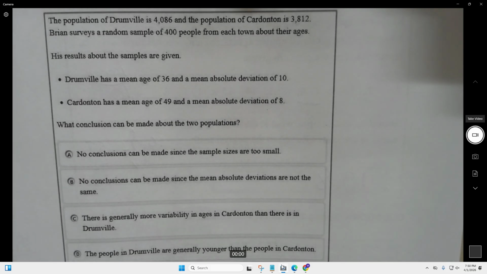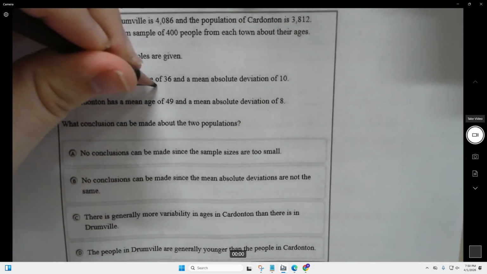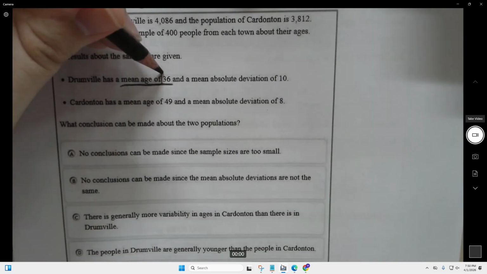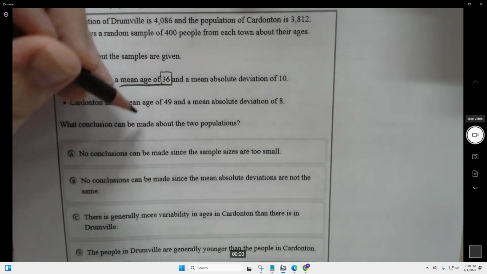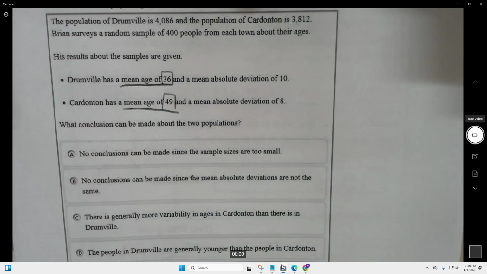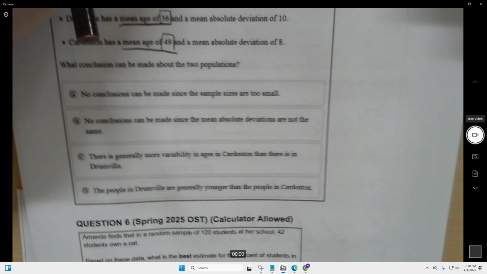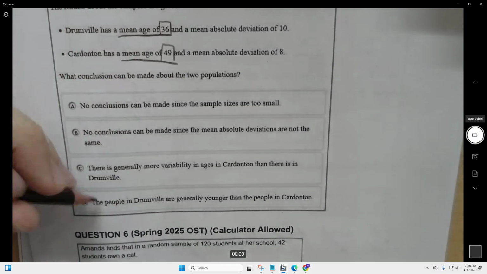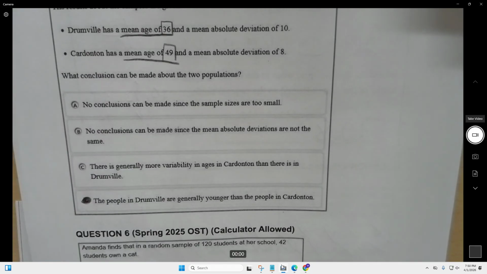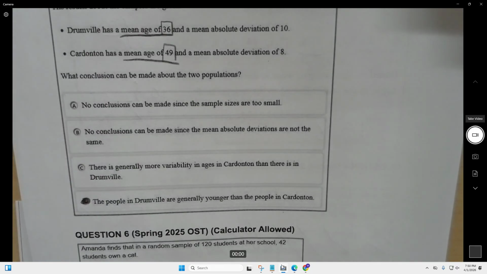However, what you can infer is knowing that mean means average. Drumville, average age is 36. Cardington, average age is 49. You could make the assumption, it is a reasonable assumption, that the people in Drumville are generally younger than the people in Cardington. Why? Because it's not like it's a difference of 36 and 37. This is a difference of 36 to 49. That's a 13-year difference. That's significant.